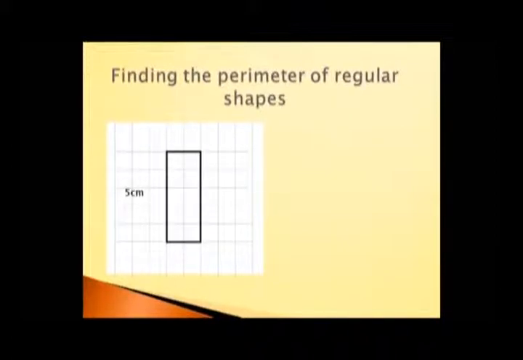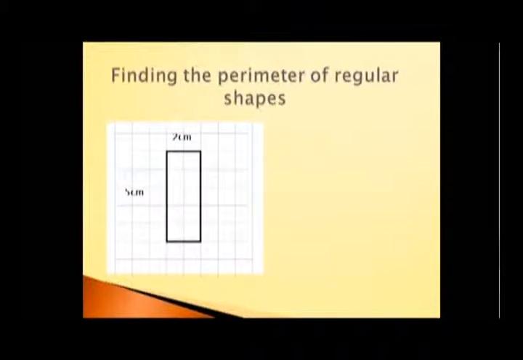Very good. The length of one long side of this rectangle is 5 centimeters. Now, if you notice, the length of the other long side is also measuring the same. So, we'll acknowledge that the length of the other long side is also 5 centimeters. Can you tell me now what is the length of one short side of this rectangle using the grid paper? Very good. It is 2 centimeters.